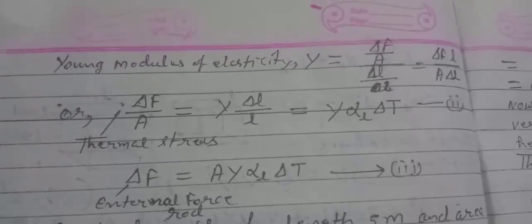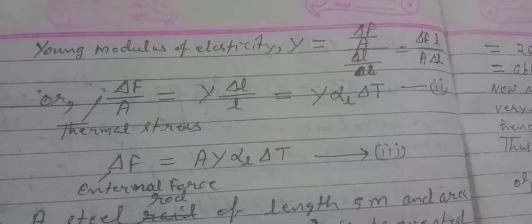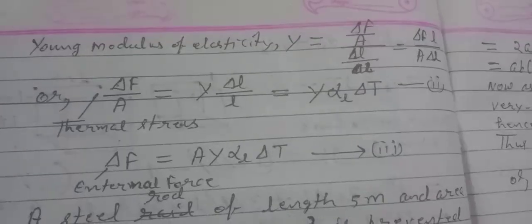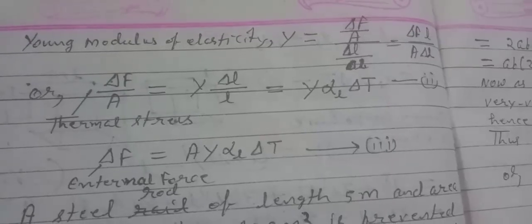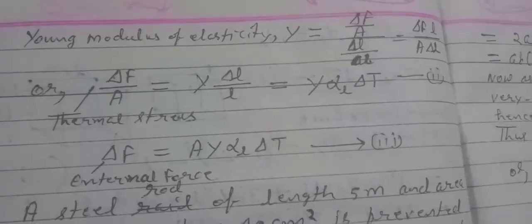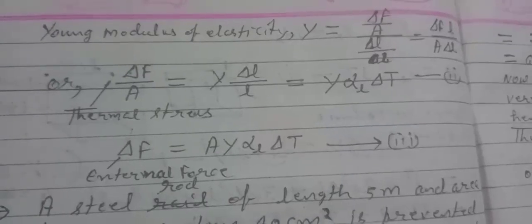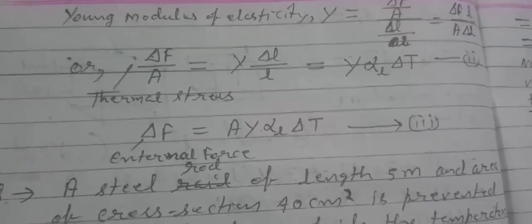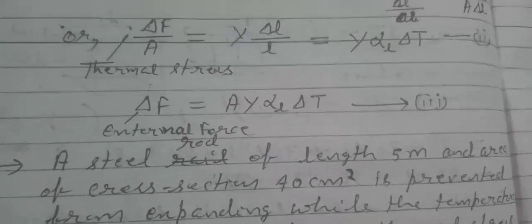Now, Young's modulus of elasticity Y equals stress by strain, equals delta F by A divided by delta L by L, equals delta F into L by A into delta L, or delta F by A equals Y into delta L by L, equals Y into alpha L into delta T, equation 2. Hence thermal stress delta F equals A into Y into alpha L into delta T, equation 3.